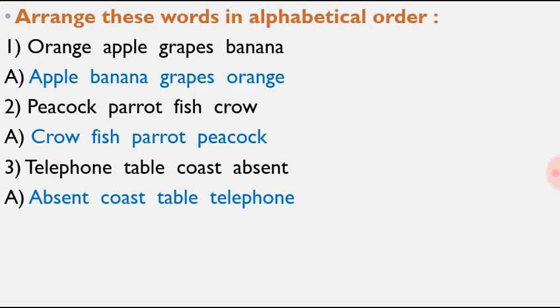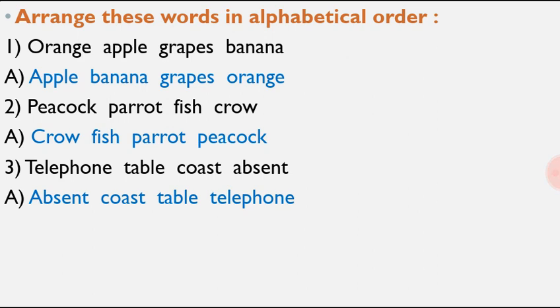Now let us see a few examples. Now here you have to arrange these words in alphabetical order. Now first question is orange, apple, grapes, banana. Now we have to arrange these words in alphabetical order. So first it comes apple. We have to see first letter in each word. So first it comes apple, then after comes banana, then after comes, according to the alphabetical order, grapes, and lastly it would come orange. So now these are the words we have arranged in alphabetical order.